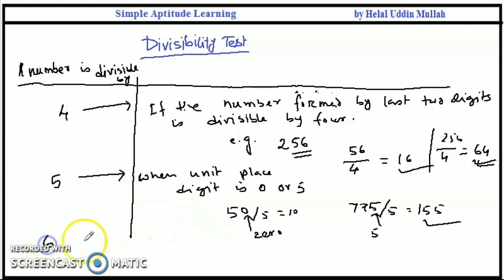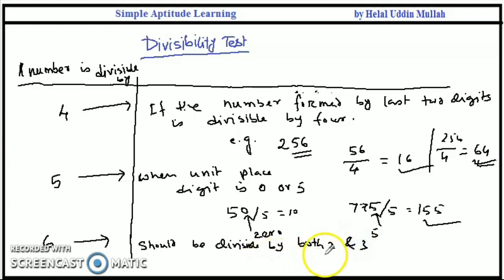Then if we check the divisibility by 6, the trick for divisibility by 6 is that a number should be divisible by both 2 and 3. For divisibility by 2 and 3, we have already learned how to check. Now let us consider an example for 6. Let's consider 96.